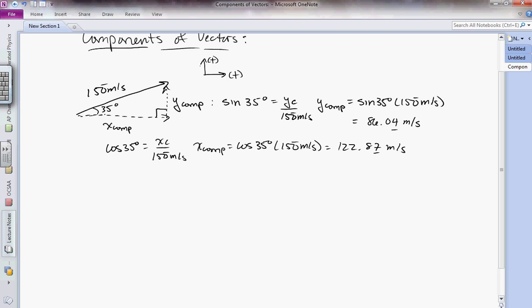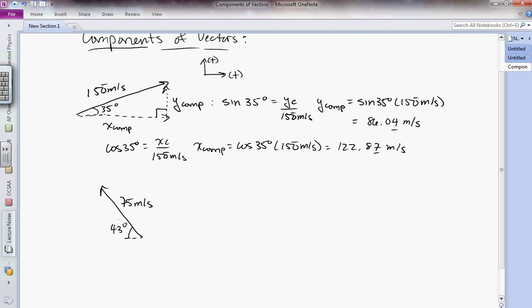What if we had a vector instead that was 75 meters per second, so now we have a velocity of 75 meters per second, and it was oriented at 43 degrees north of west.